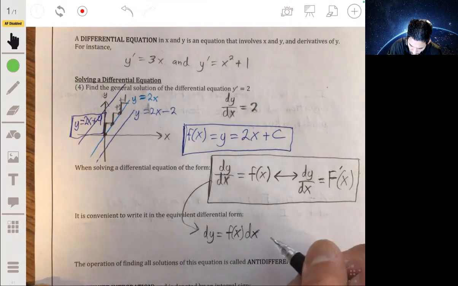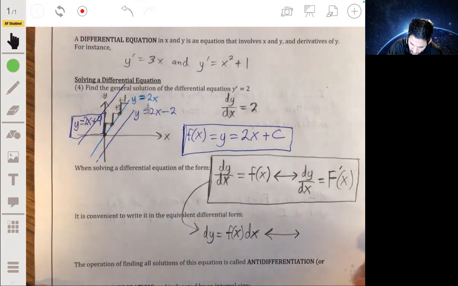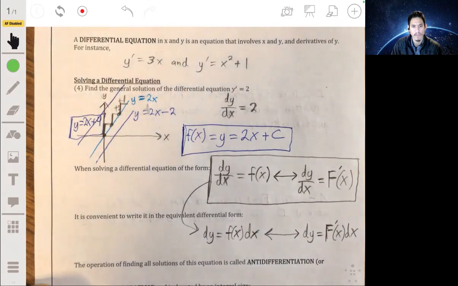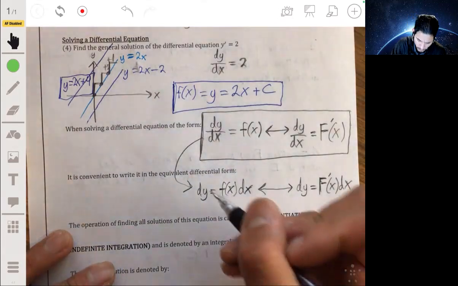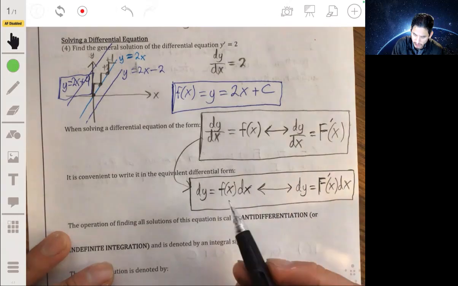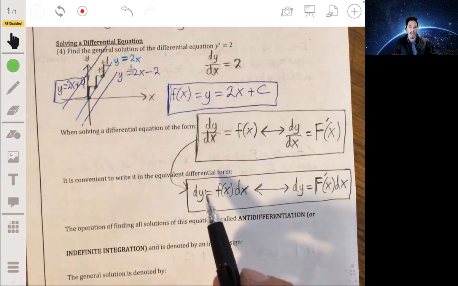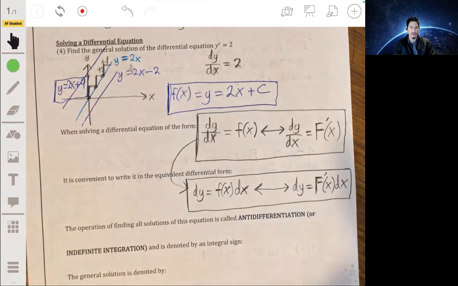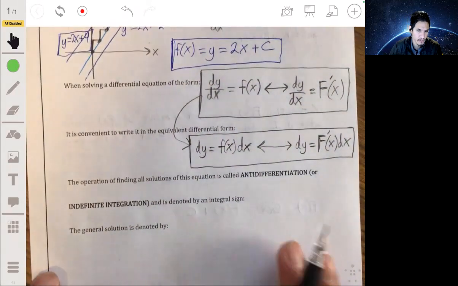Or again, this will be interchangeably equivalent to dy being equal to capital F prime of x dx. But still, how do we get to an equation for y? How do we go from the derivatives to the original equation for y, like over here, like y equals 2x plus 4? How do we go from that without just simply writing it? What type of math operation can we do?